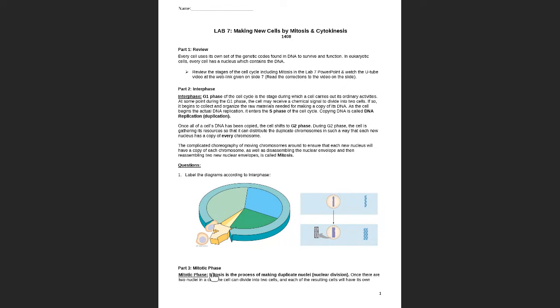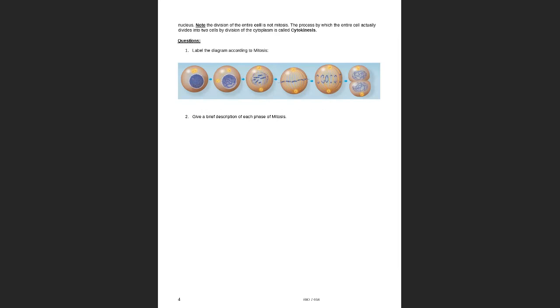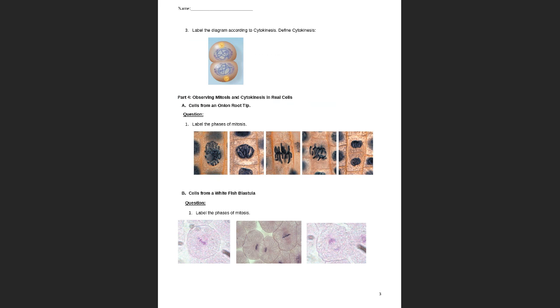Okay, down here begins the next part, which leads into this diagram. Again, it says label the diagram according to mitosis. You may or may not label every single stage of the cell here. It says just mitosis, okay? And then explain the four phases. Well, that's in the PowerPoint. That's not hard to do.